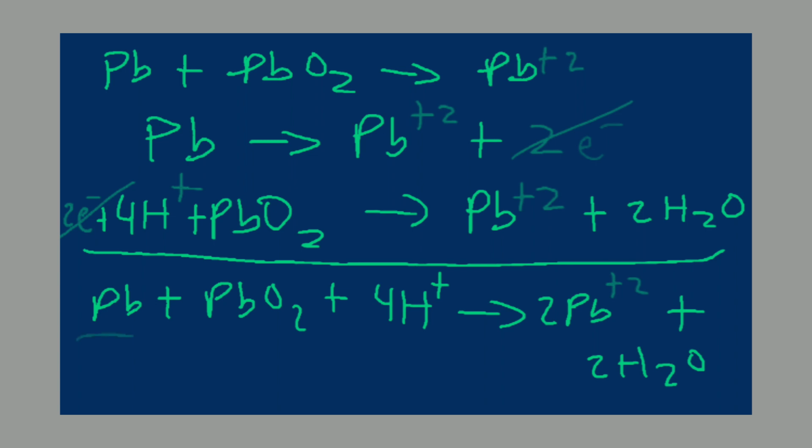So we can see that we have 2 lead atoms on both sides of the reaction. We have 4 hydrogen atoms, 2 oxygen atoms, and that's about it. The total charge on the left side is 4, and on the right side is 4. So everything is equal for this reaction. So that's it for this video. Now you know how to balance redox reactions under acidic conditions.